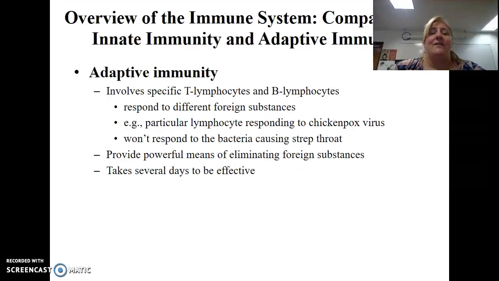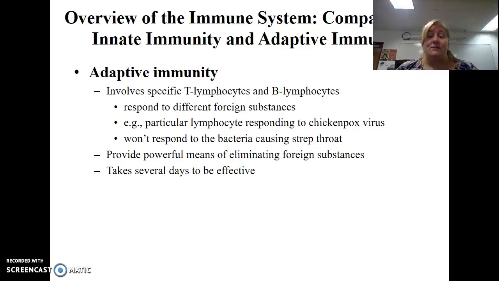We also have an adaptive immunity. Adaptive immunity is something that we build up. So we're not born with it, but we have the cells that will eventually recognize a pathogen and they will attack that pathogen. And when they attack that pathogen, they do it really well.